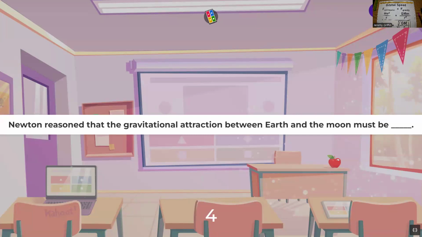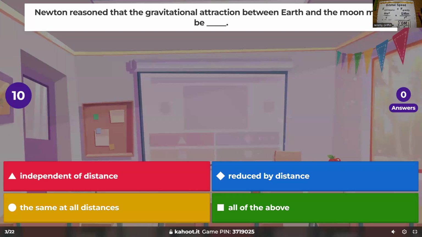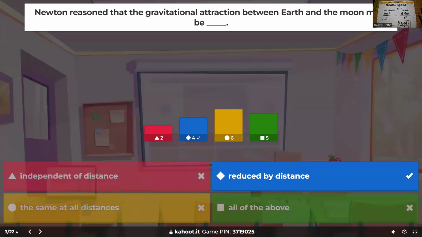Newton reasoned that the gravitational attraction between the Earth and the moon must be reduced by distance. Okay. Now, reduced by distance means this: the further the distance between two objects, what's happening to the gravity force? It's getting smaller and smaller, because it's specifically 1 over the distance squared, isn't it? Right, proportional to. All right.